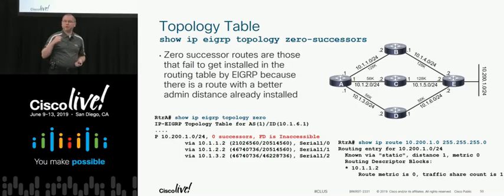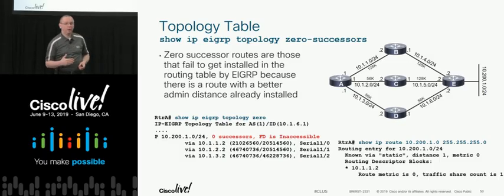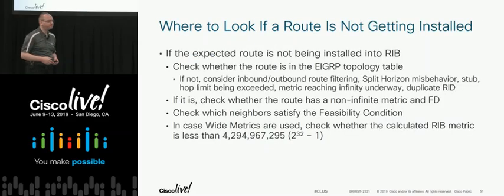The idea is that if you, as an EIGRP router, cannot install the route into your routing table, you also cannot advertise it further, because you are not using it, so you cannot pretend to others that you are using it. That would lead to routing loops. So zero successor routes will not be advertised to anybody. And once again, they are there because they didn't make it because of administrative distance.